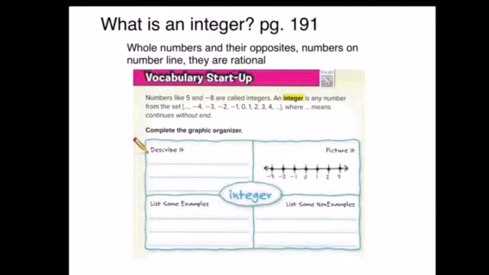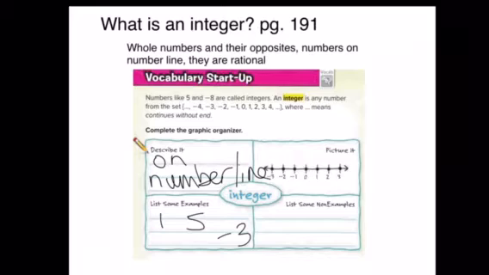So describe it, I like to say, on a number line. Okay. Picture it. They drew a picture of a number line there so you can see those. Examples. Pick your favorite numbers: 1, 5, -3, 0. All right. List some non-examples. So like a fraction, a decimal. We could even say a negative decimal would be non-examples.